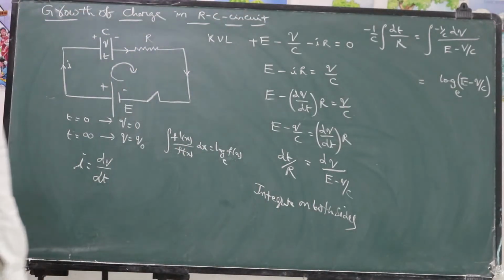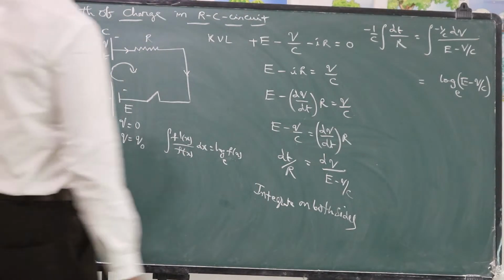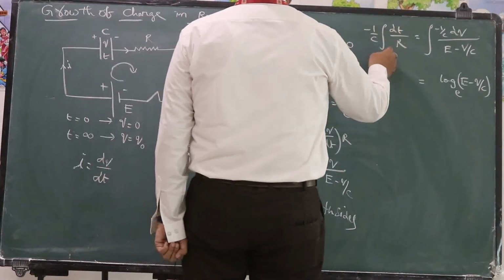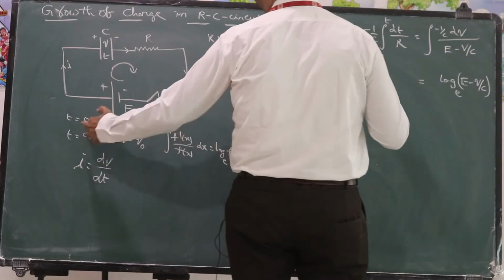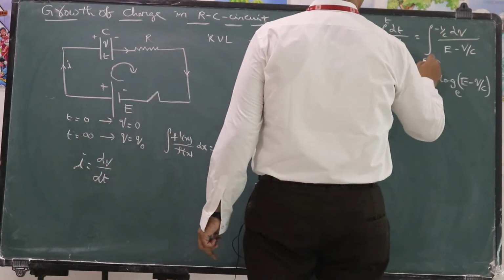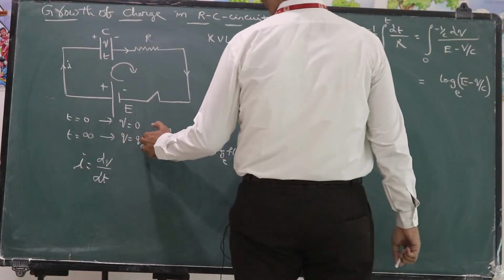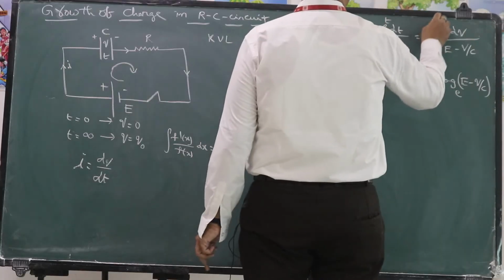Here we should take the limits. Here time is variable. Time varies from 0 to t. At time t equal to 0, here charge is the variable. Charge in the circuit is 0. After t time, the charge in the circuit is q.